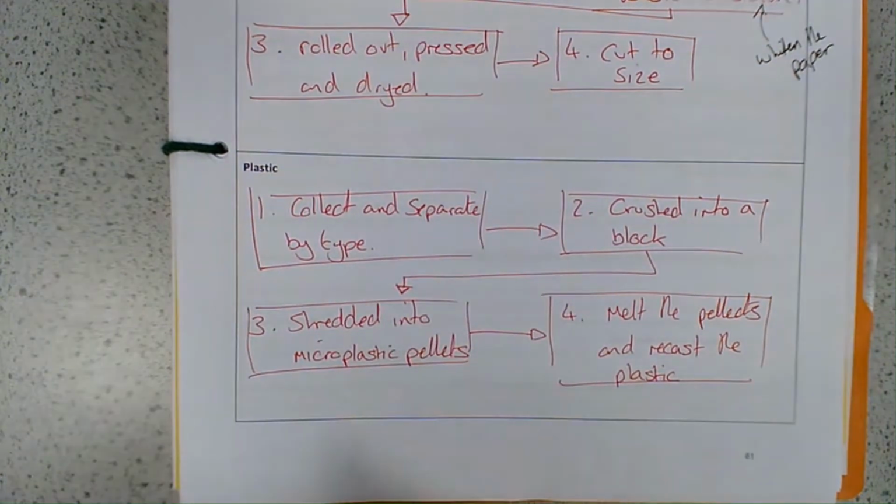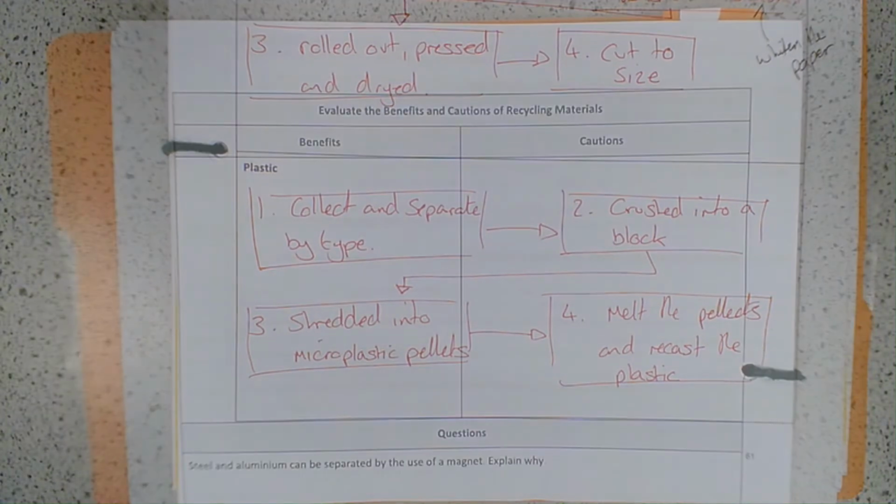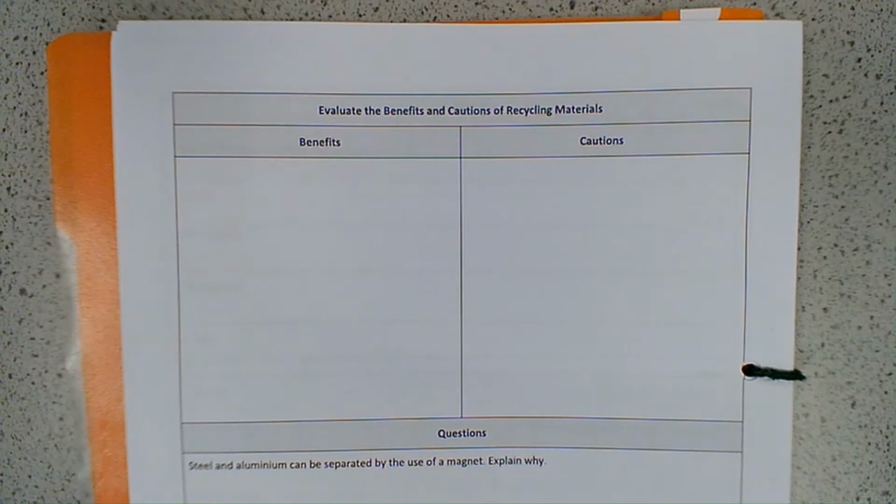Okay, so just make sure you've added to yours and that you've made any corrections that you need to in green pen. Now that you've researched and summarized the recycling processes for different materials, I now want you to evaluate the benefits and cautions of recycling materials. What are the pros and cons of recycling materials?